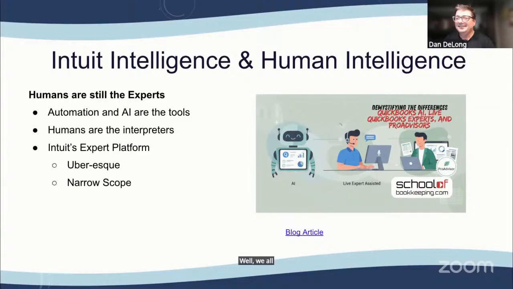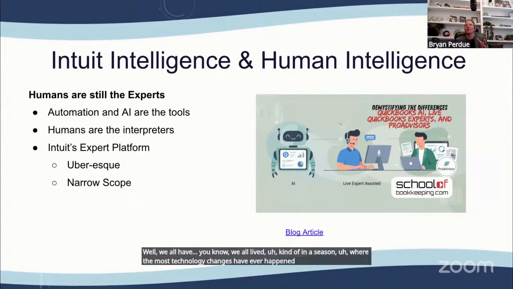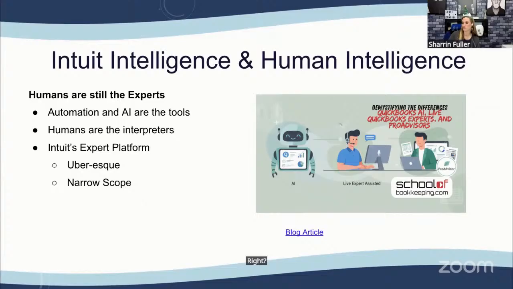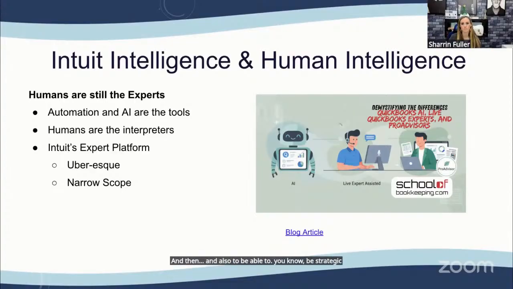Well, we all lived in a season where the most technology changes have ever happened, probably in our generation, right? And in this phase, if we were slow to adapt to the web, it would affect our business. If we're slow to adapt to AI, it's going to affect your business. But just like the web accelerated information, AI is just 10x that ability. So now you need AI to help you read all the information that's going on, and also to be strategic as fast as your competitors.